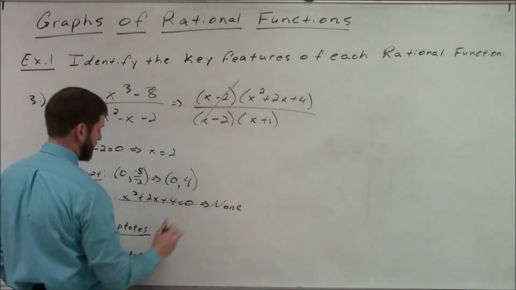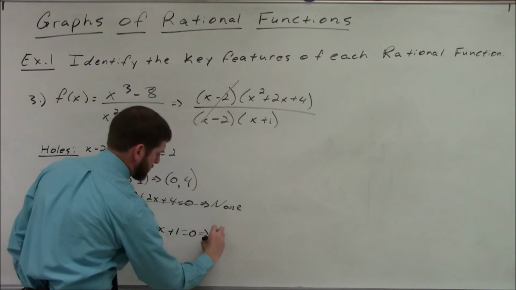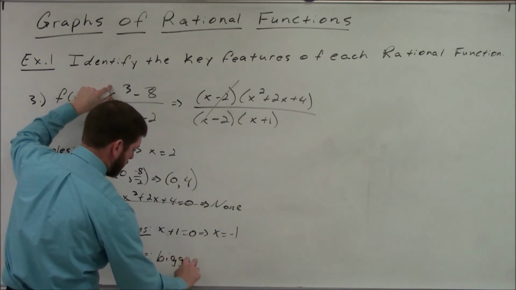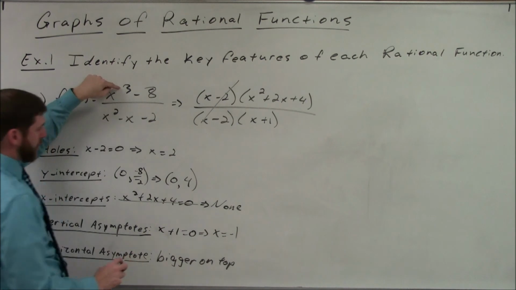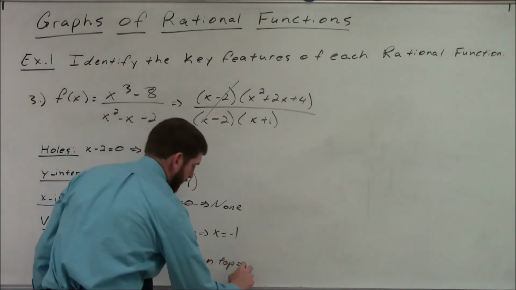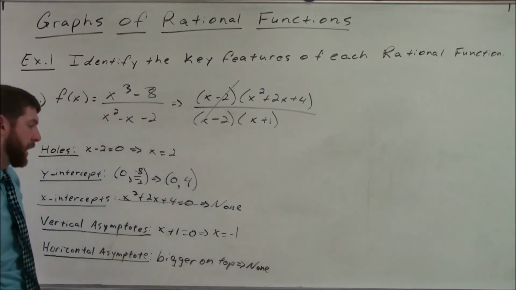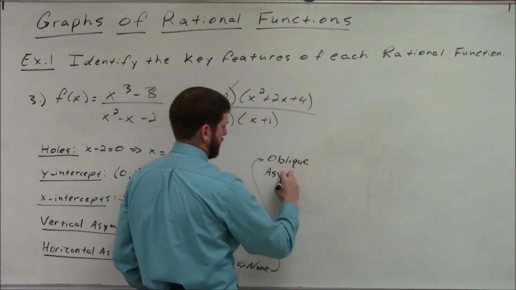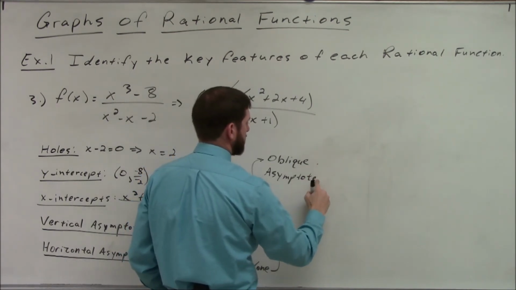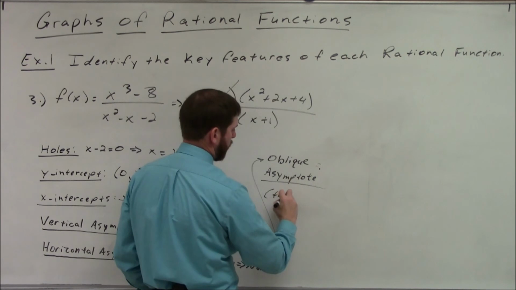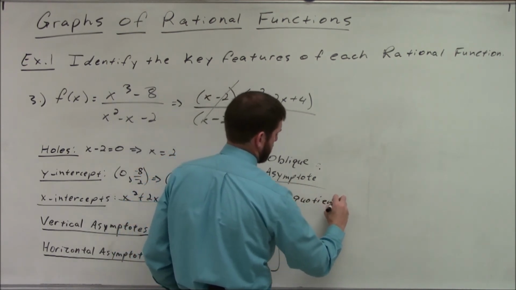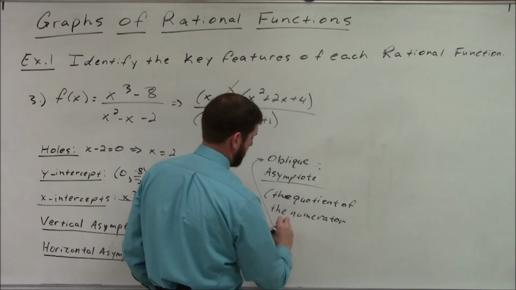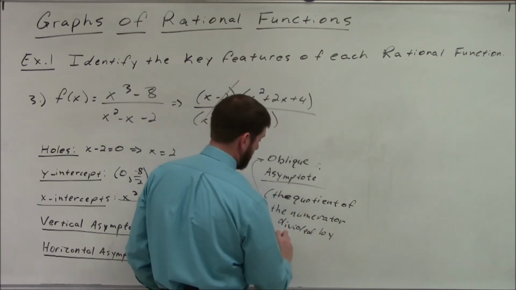Vertical asymptotes, simplified denominator. So x equals -1. Horizontal asymptotes: bigger on top. If we have a larger degree for the numerator than we do for the denominator, there is no horizontal asymptote. And if there's no horizontal, then we say there's an oblique asymptote. The oblique asymptote is going to be the quotient of the numerator divided by the denominator.